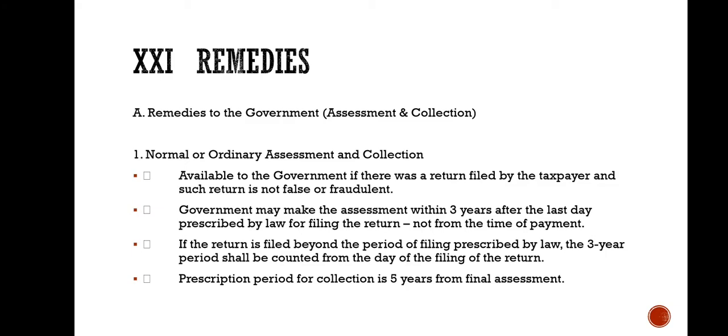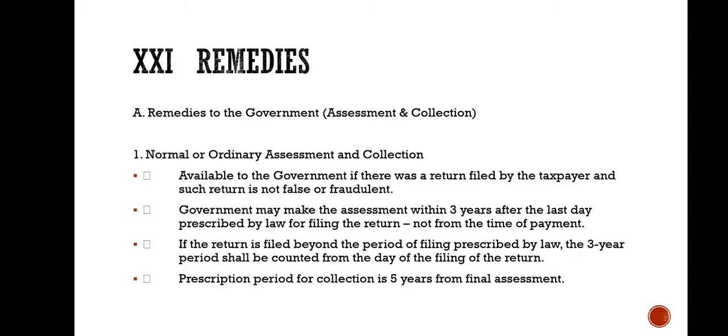Alright. Punta naman tayo ngayon sa remedies. So, the following are the remedies to the government in the stage of assessment and collection. Number 1, normal or ordinary assessment and collection. This is only available to the government if there was a return filed by the taxpayer and such return is not false or fraudulent. Take note that here, the return filed by the taxpayer is not false or fraudulent.